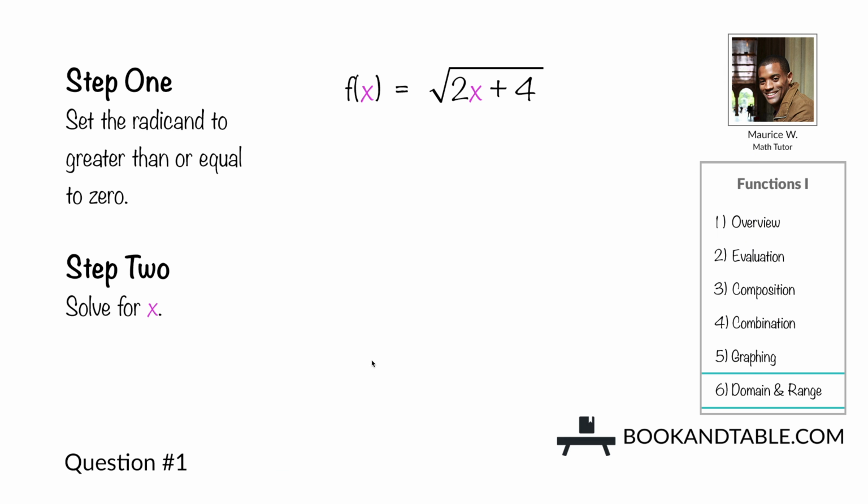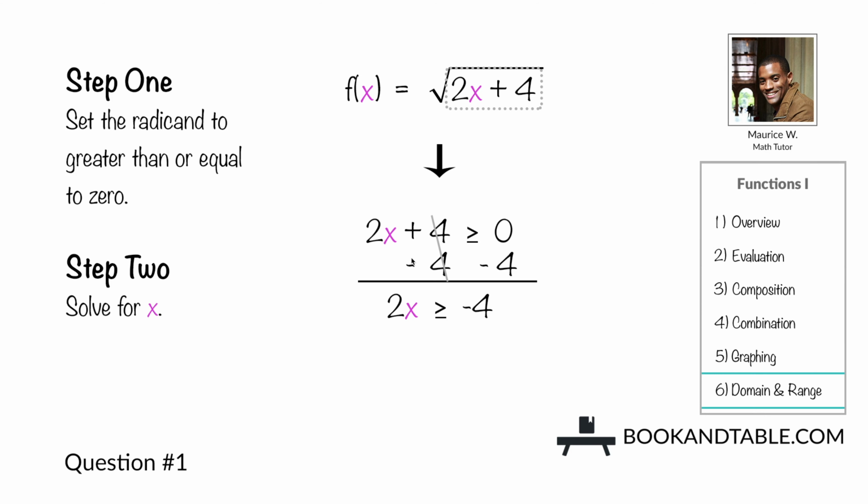Question number 1, f of x is equal to the square root of 2x plus 4. So step 1, set the radicand to greater than or equal to 0, and then solve for x. We'll start by subtracting 4 from both sides, showing us that 2x is greater than or equal to 0 minus 4, which is negative 4. And now we want to divide both sides by 2, showing us that x is greater than or equal to negative 4 divided by 2, which is negative 2.